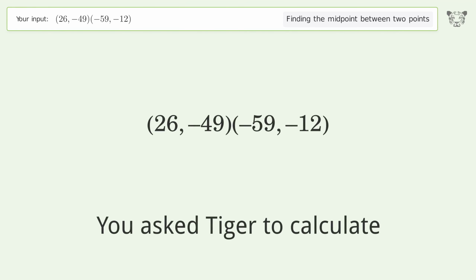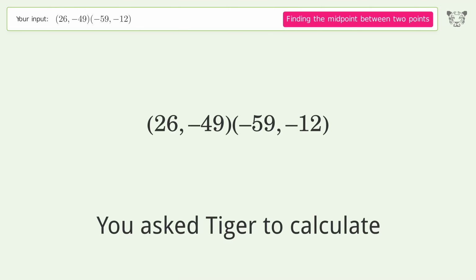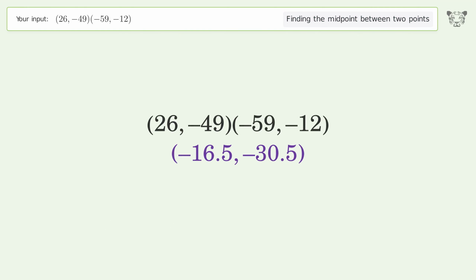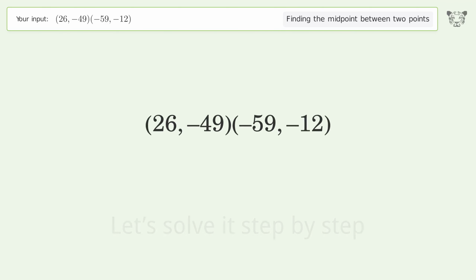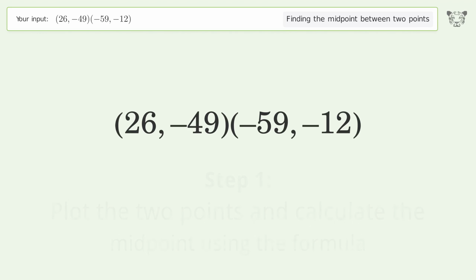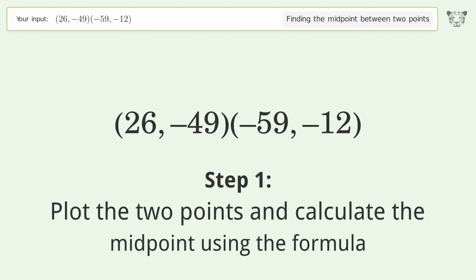You ask Tiger to calculate. This deals with finding the midpoint between 2 points. The midpoint between the 2 points is negative 16.5, negative 30.5. Let's solve it step by step. Plot the 2 points and calculate the midpoint using the formula.